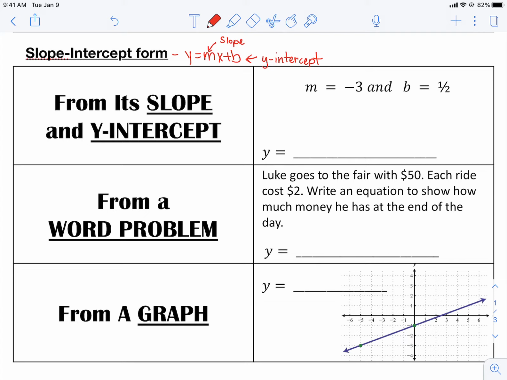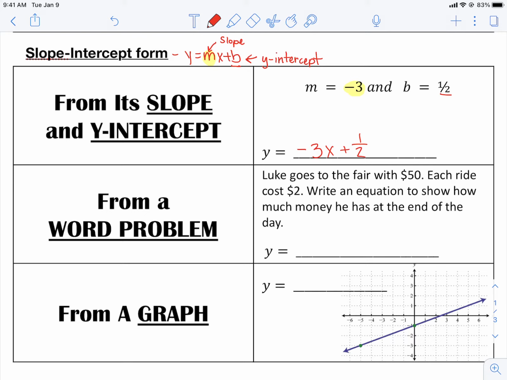When we're given the slope and y-intercept, we're just plugging in the number for m and plugging in the number for b. Okay, so on this first one, it tells us that m is -3. So in our equation, instead of m, we're going to plug in -3. It tells us b is 1/2, and instead of b, I'm going to replace it with 1/2. So it has y equals -3x plus 1/2. And that's it.